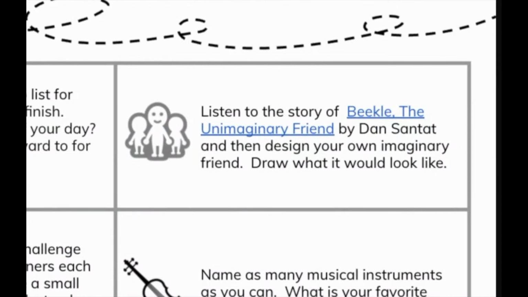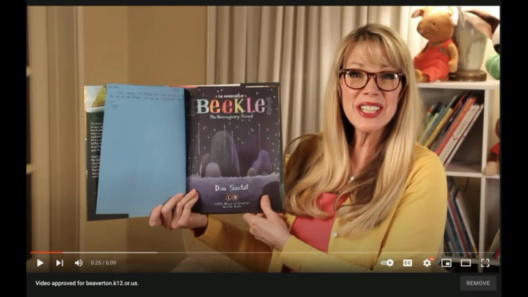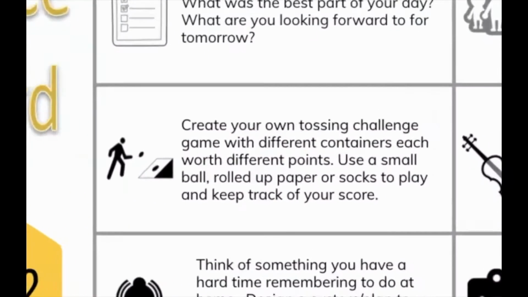The second option today is to listen to the story Beagle, the Unimaginary Friend by Dan Santat, and then you get to draw what your own imaginary friend would look like. You're going to click that blue link right there, and it's going to take you to this story where you get to hear all about Beagle, and again, you get to design your very own imaginary friend.